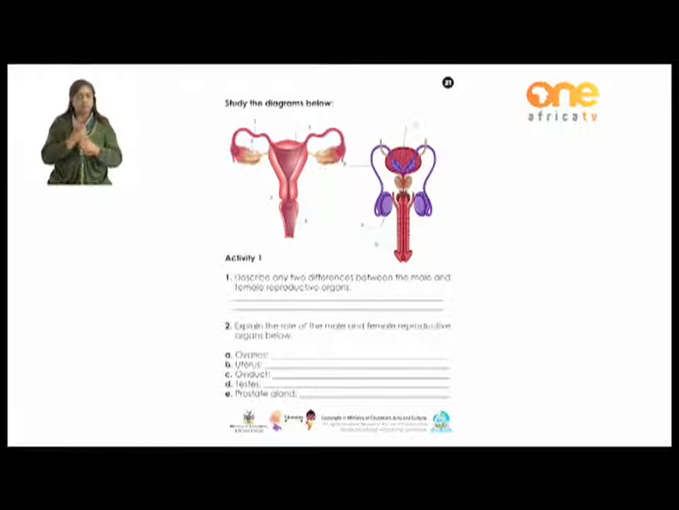At number 1, you should describe any 2 differences between the male and female reproductive organs. So you look at the diagrams and then you describe any 2 differences. And at number 2, you explain the role of the male and female reproductive organs below. A is the ovaries, B, uterus, C, oviduct, D, testis, and E, the prostate gland.